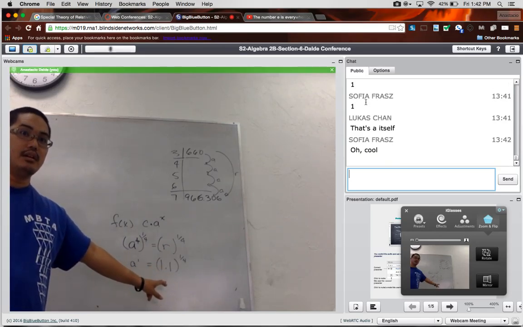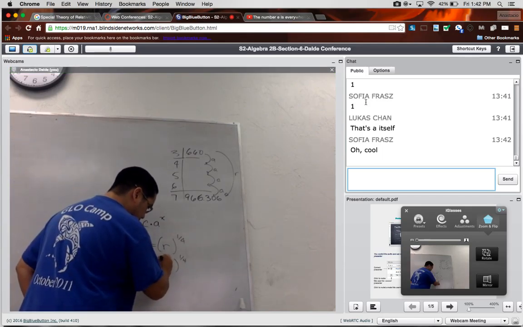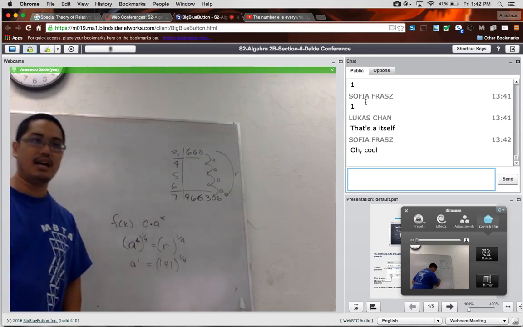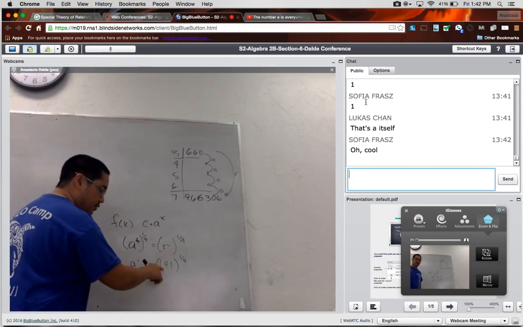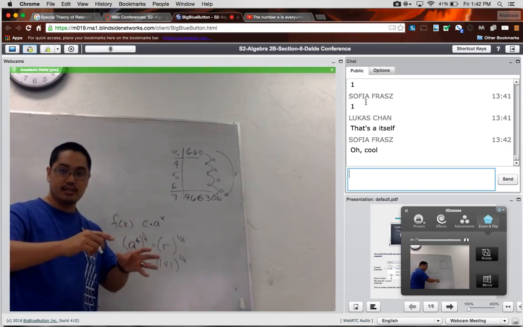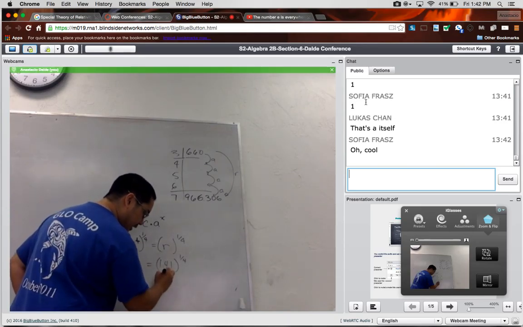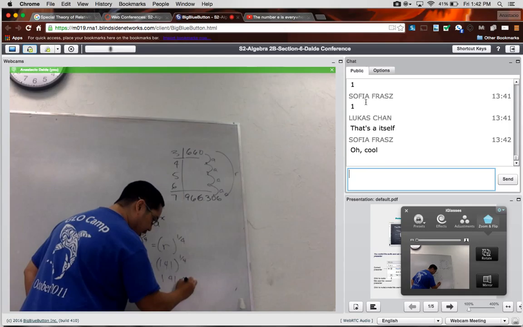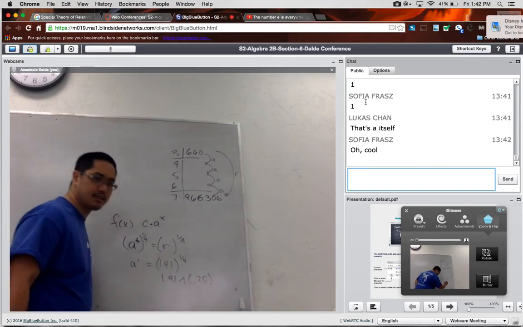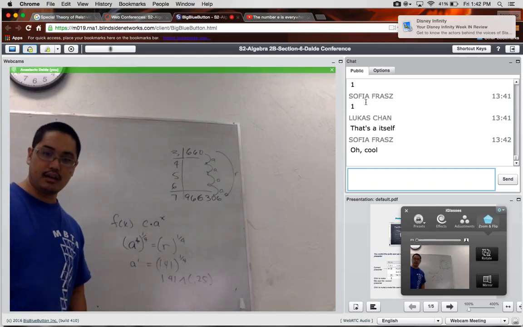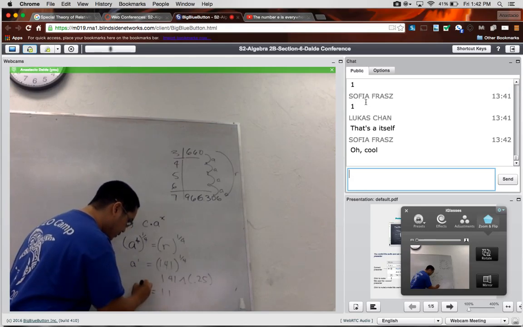Oh, no. Wait, 1.41. Oh, this is 1.41. 1.1 happens after you've taken the 4th root. When you do 1.41 caret, you can plug into your calculator exactly this: 1.41 caret, parentheses, 0.25, close parentheses. That's what it's going to look like on your calculator. You'll end up getting 1.1. Are we cool?